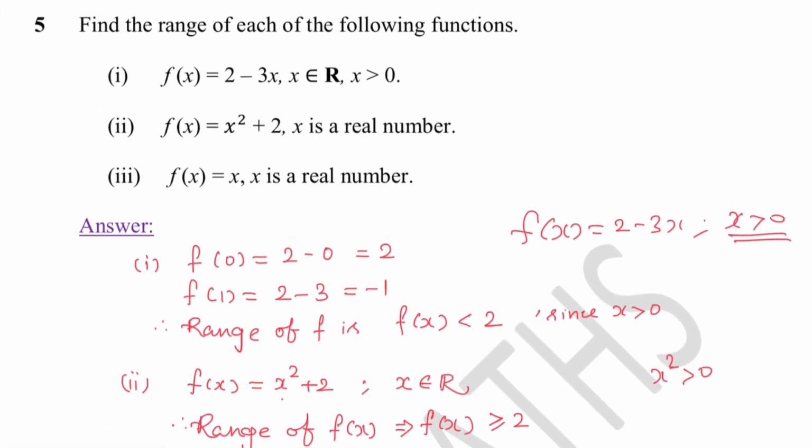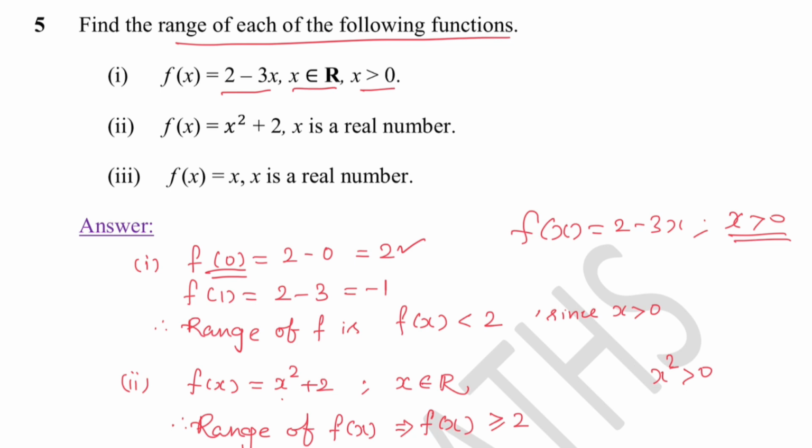And the last question of this exercise, find the range of each of the following functions. So f of x is equal to 2 minus 3x, where the domain is x positive real numbers. So you take x is greater than 0. When f of 0 gives 2. And next we'll see how the value takes the next value. So you take f of 1. x is greater than 0 means it starts from 1, 2, 3, etc., 0 not included actually. So f of 1 is 2 minus 3 gives negative 1.